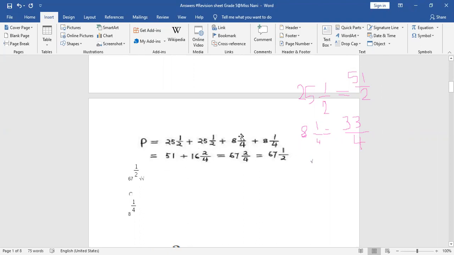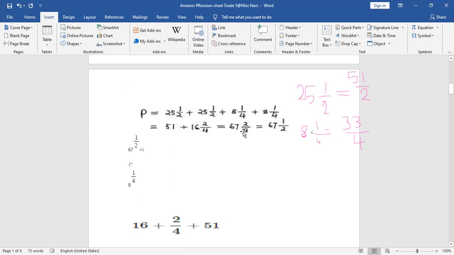8 plus 8 is 16. Quarter and quarter is 2 out of 4. So the answer is 51 plus 16, 67, and 2 out of 4. Then I will simplify the 2 out of 4 and divide by 2. So it will be 1 out of 2, or 67.5. So the answer here is 67.5.